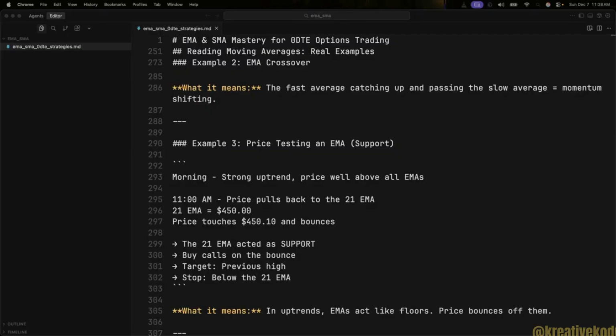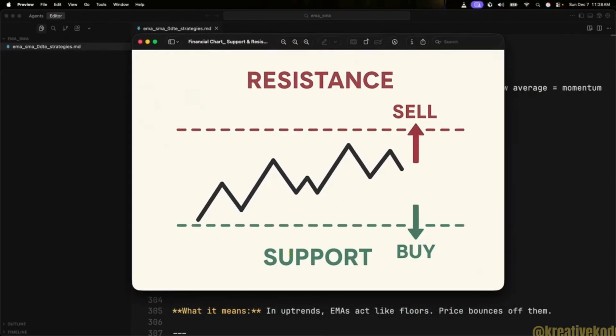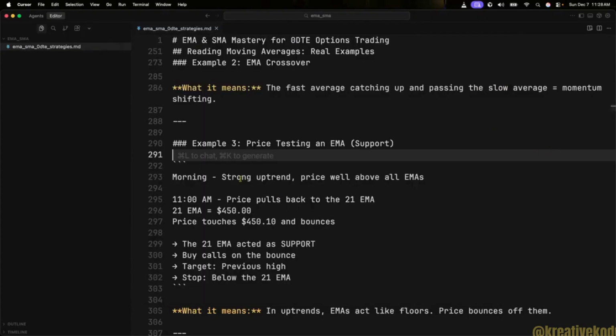And then example 3, we are testing an EMA or testing support levels. So remember, what is support? Support is when we are testing lower lows, right? So support, testing lower lows, resistance, testing higher highs. So in the morning, there's a strong upward trend. The price is well above all 3 EMAs, the 8, 21, and 50. And at 11 a.m., the price pulled back to the 21 EMA, right? The 21 EMA is 450. The price touches 450.10.